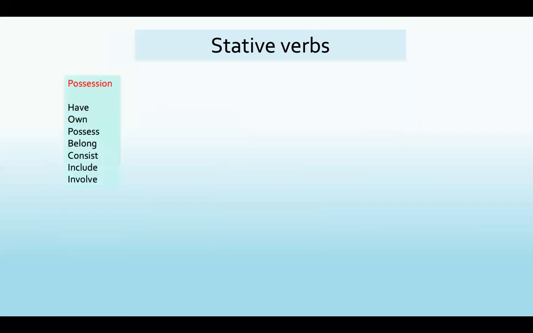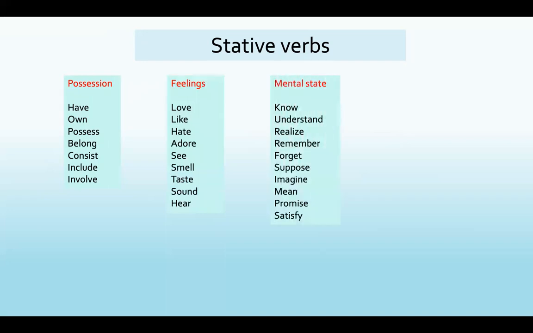These verbs are basically divided into the following categories: possession, like have, own, possess, belong, consist, include, involve, and so on. Feelings, like love, like, hate, adore, and so on. Mental state: know, understand, realize, remember, and so on. And also we have some other categories like seem, fit, depend, cost, weigh, measure, and so on. So what do they mean?